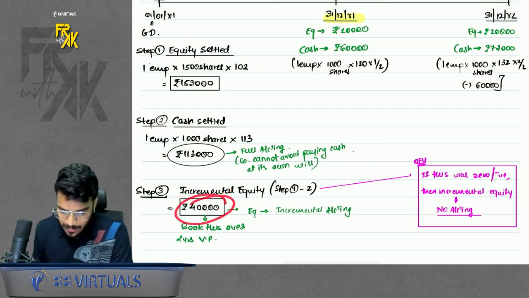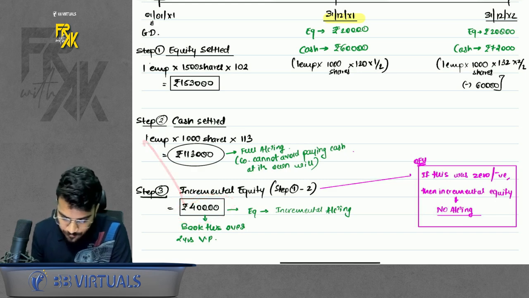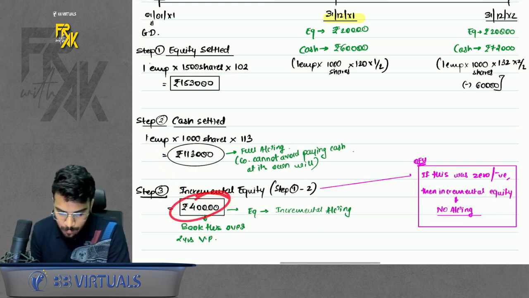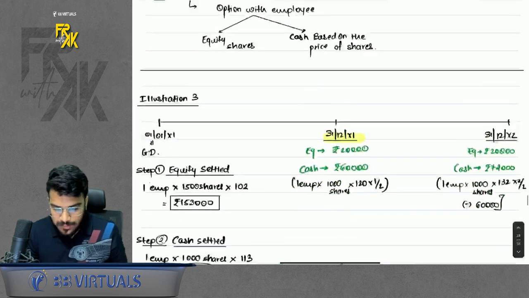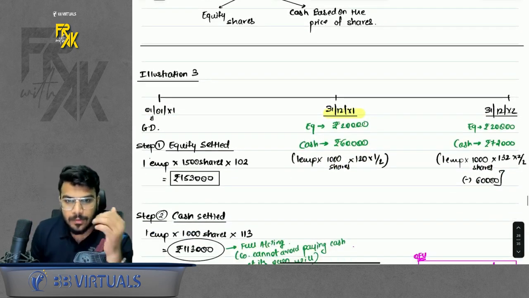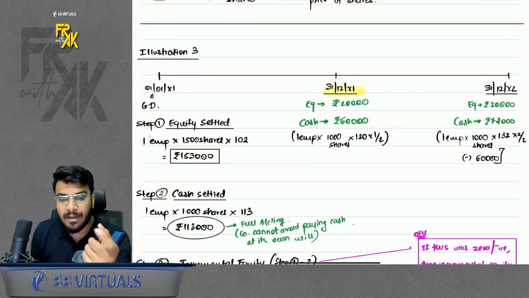The incremental part, because in equity, fair value changes don't affect me, as employees are not changing. So I will book this 40,000 across the vesting period. Simple. So what do we learn from this? When the option is with the employee, for cash, we do the full accounting. For equity, we do incremental accounting.